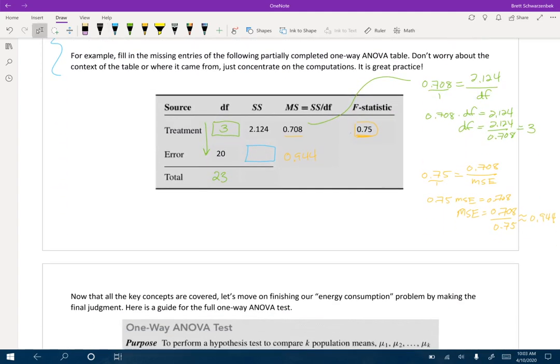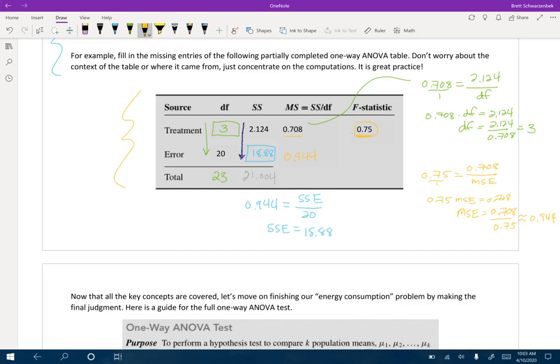which means, again, we should be able to use a formula here where we go 0.944, which is MSE, is equal to our SSE, our blank, divided by 20. So if we multiplied 20 by both sides, we're going to get an SSE equal to 18.88, which goes right here. So that is our sum of squares error, and of course the chain reaction, the last step, is we can add these two together and get 21.004 as a result.